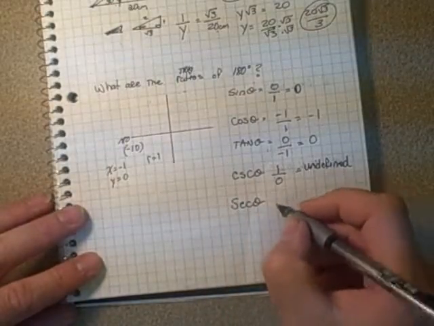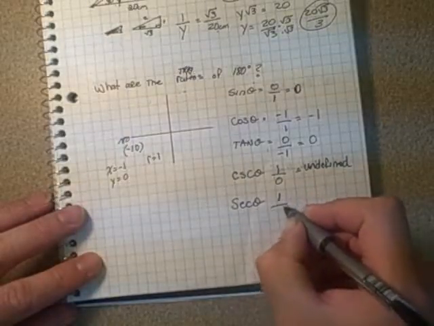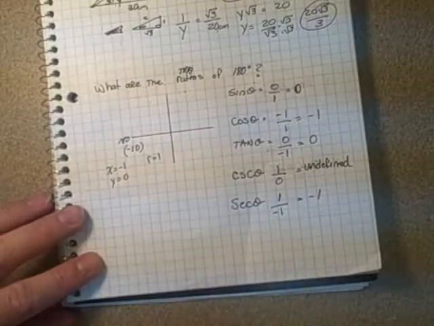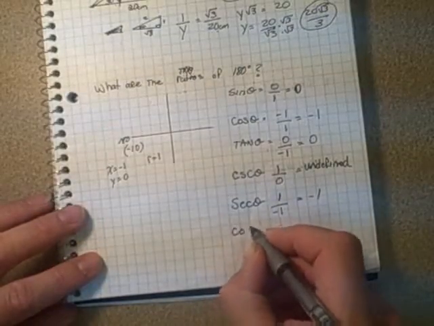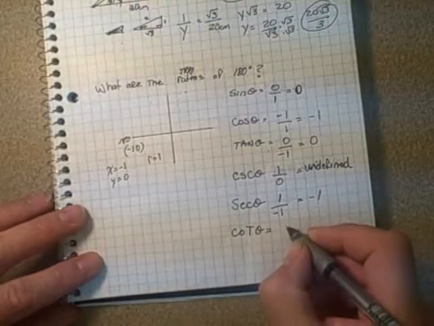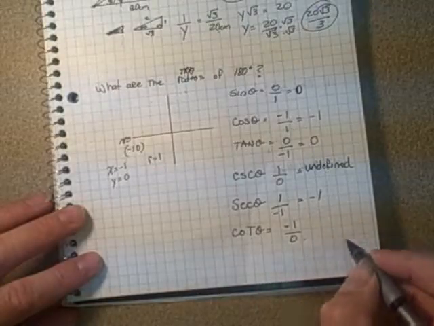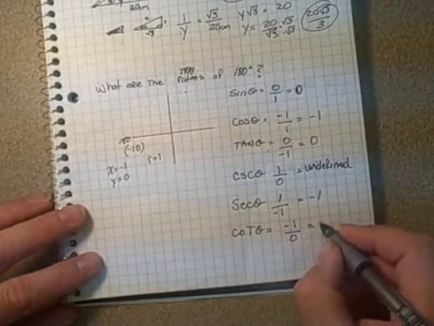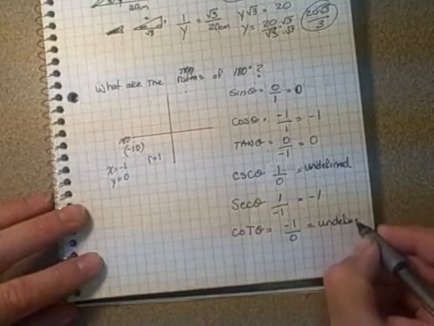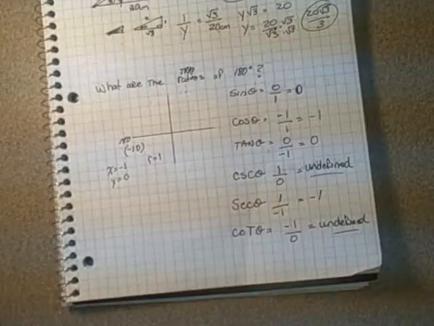Secant theta, that's r over x. R over x. Again, negative 1. And finally, cotangent theta. That is x over y. Again, undefined. And that's how you would do a question similar to that.